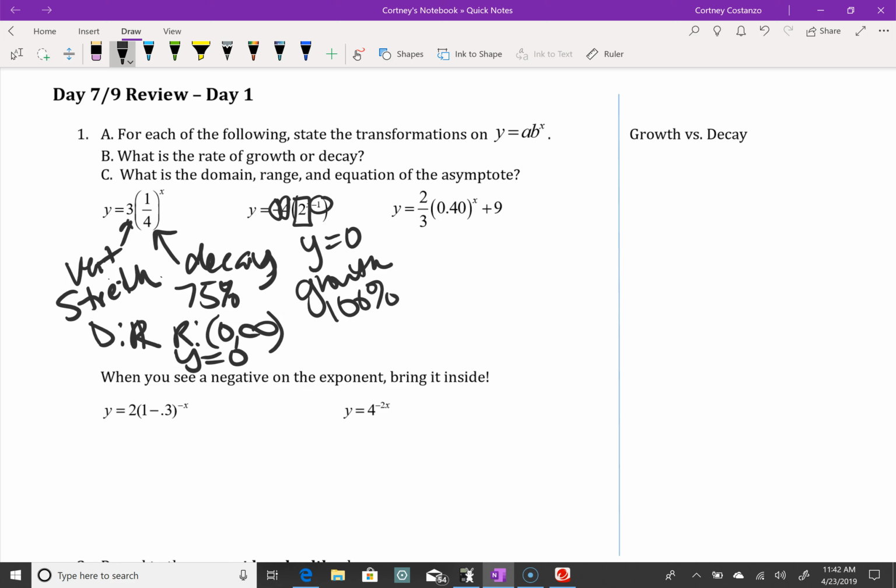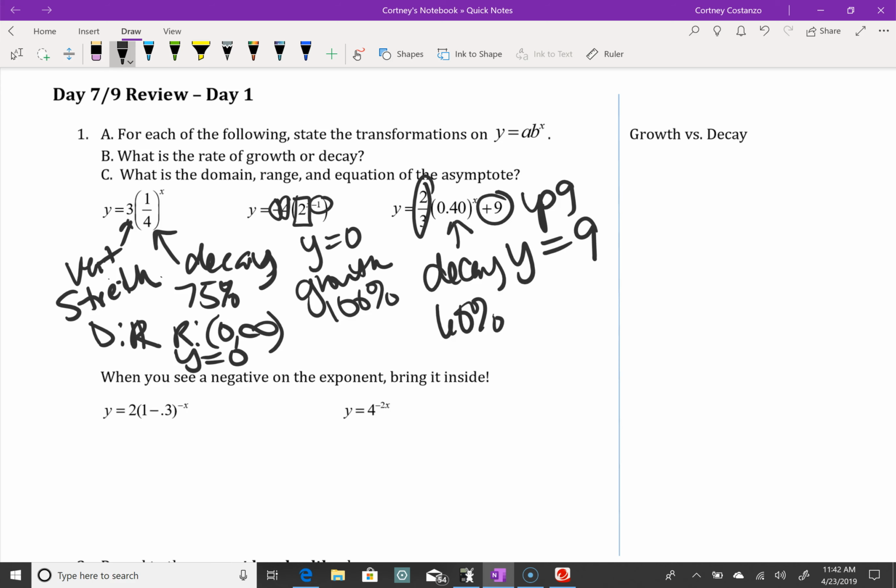All right, last but not least, we have a vertical shrink from the 2/3. We have an up 9, which means our asymptote now will be at y equals 9. And it's a decay with a rate of 60% decay.